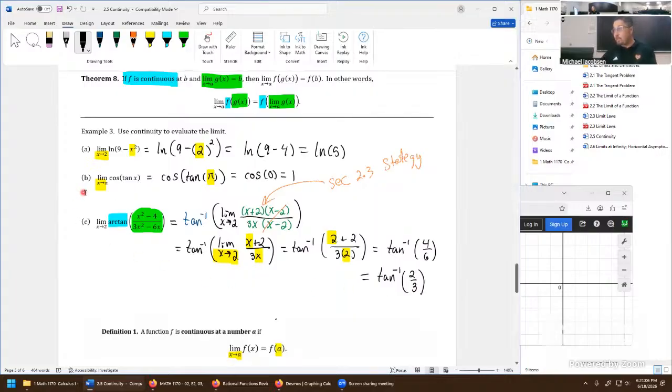Well, part C was tricky because we couldn't just plug the number in. And really, the whole purpose of part C is to show how Theorem 8 can be used out in the wild in practice for something like this kind of problem.